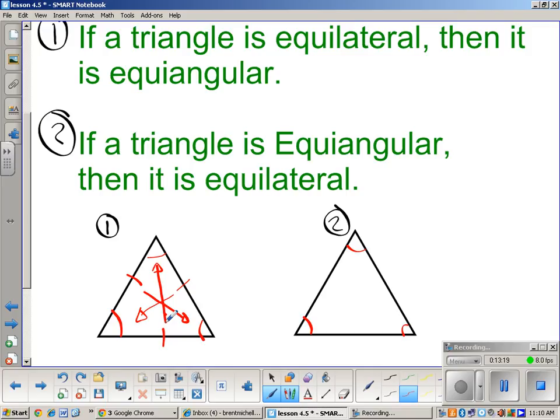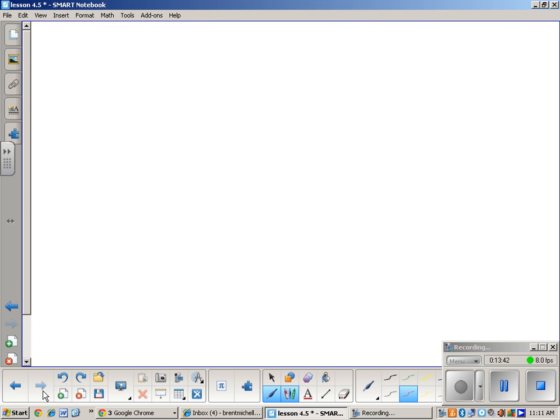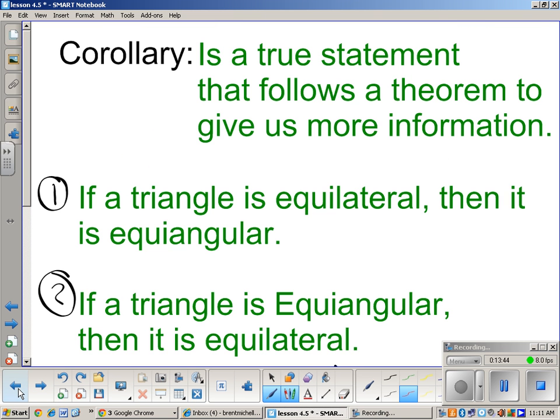Then the second one is like the converse of it. It simply says if a triangle is equiangular, meaning all three angles are the same, then the sides opposite all of them would also have to be the same. So that means if it's equiangular, it has to be equilateral. Okay? There we go. Is it done?